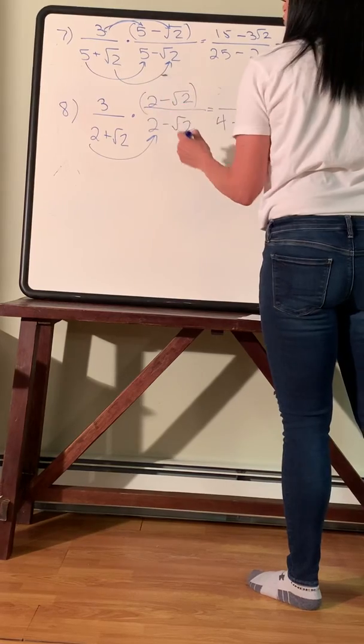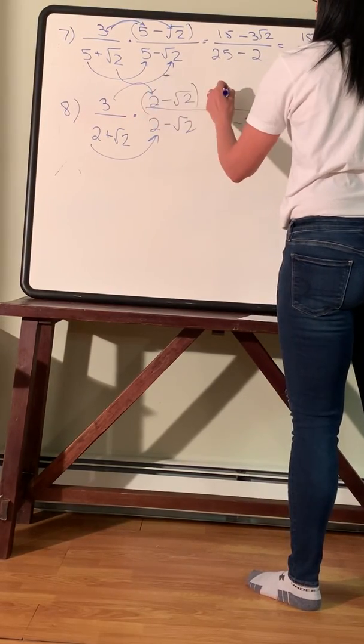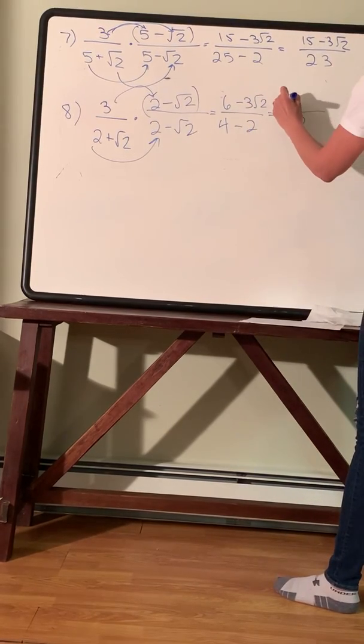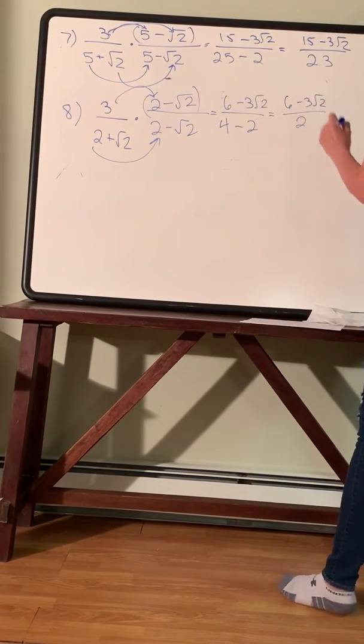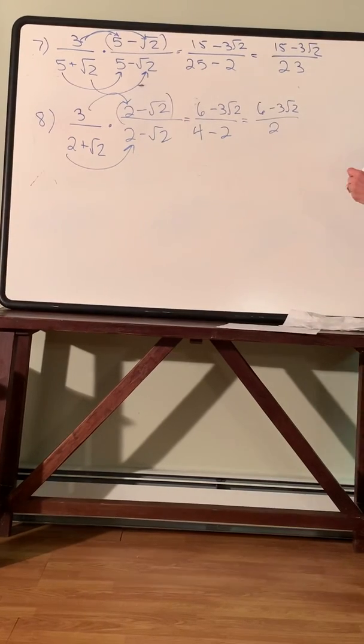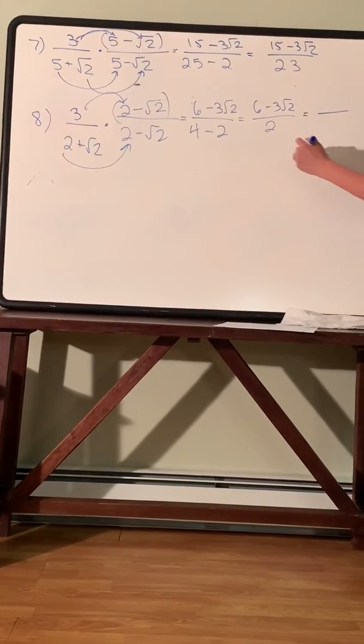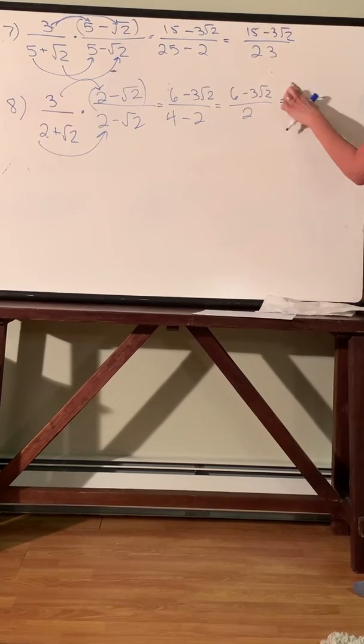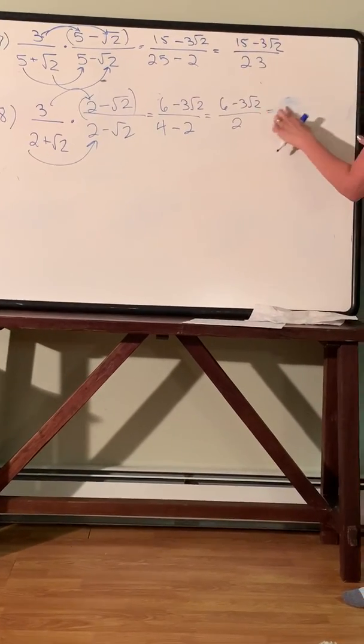On the top, distributive property. 3 times 2 is 6, minus 3 radical 2. Then I bring it over. Do I have a common factor here? Yes, it's 2. So divide everything by 2. 6 divided by 2 is 3. No, I do not. I'm going to leave it. That's my final answer.